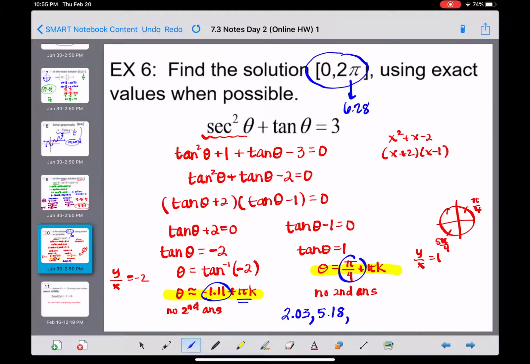So then we're going to come to pi over 4. That's that first quadrant answer. We're going to add pi to that. We already talked about that's going to give us 5 pi over 4.